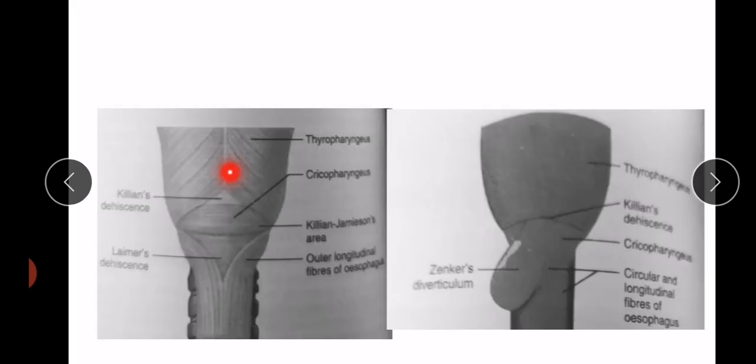Here you can see this is the Killian's dehiscence through which herniation occurs. Here you can see Laimer's dehiscence, Killian-Jamieson's area, outer longitudinal fibers of esophagus. Here you can see cricopharyngeus and thyropharyngeus. Between these two parts of the inferior constrictor is the Killian's dehiscence. Here you can see pharyngeal or hypopharyngeal pouch or Zenker's diverticulum.